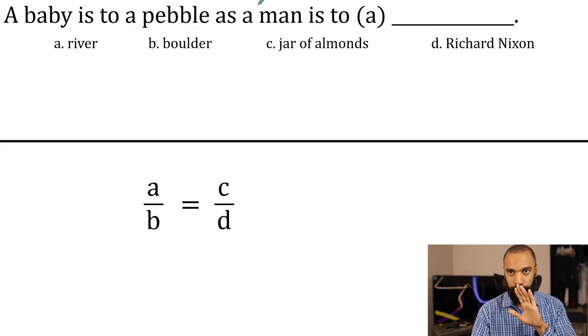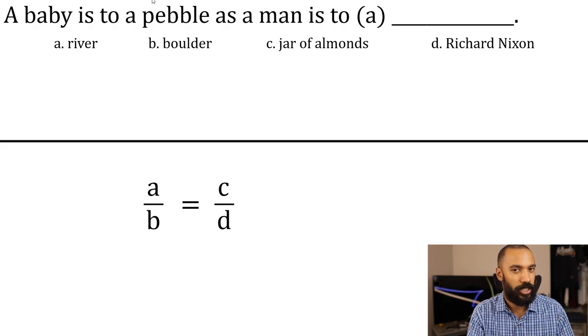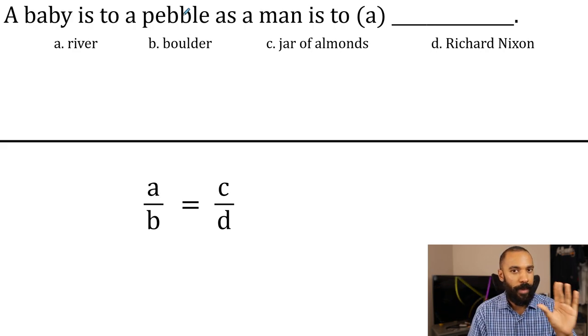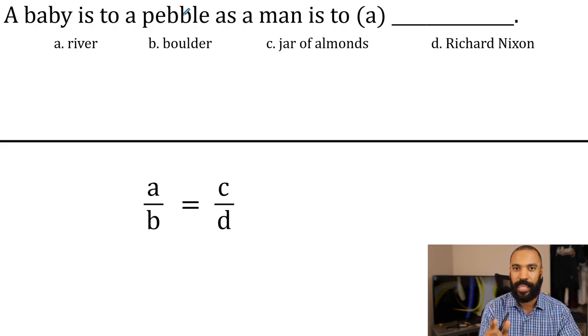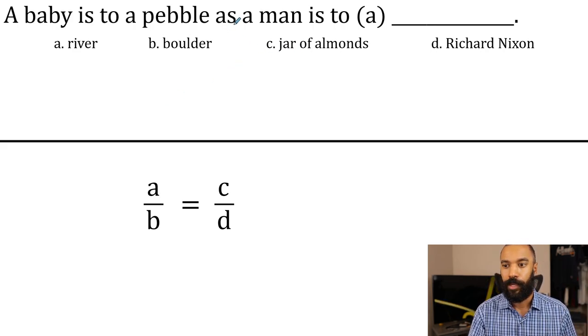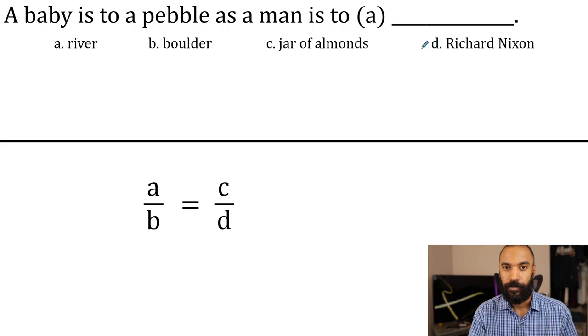So a baby's not a pebble, but they are comparing something within them that maybe you can make sense of and see that tie-in. If a baby is in reference to a pebble in some sort of way, then what would a man be equivalent to in this other sense? Is it a river? Is it a boulder? Is it a jar of almonds? Is it Richard Nixon?